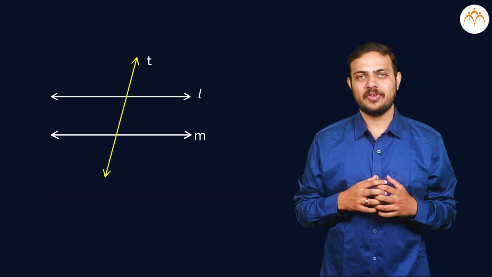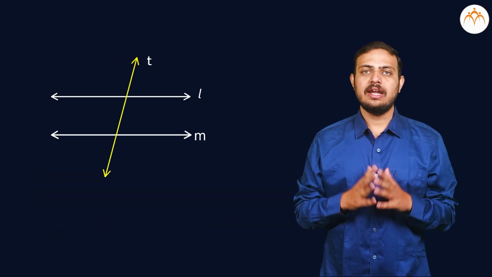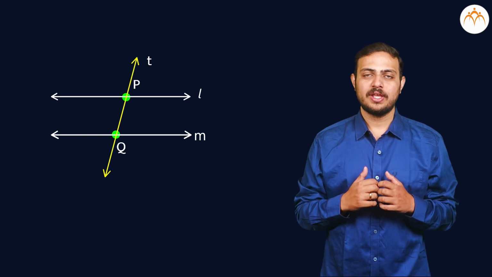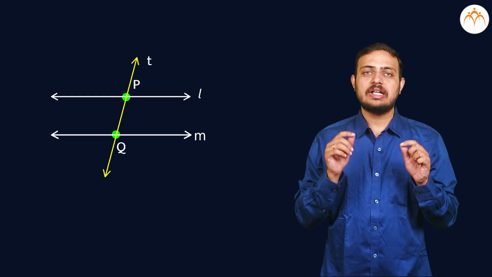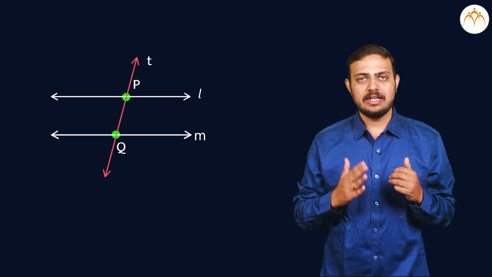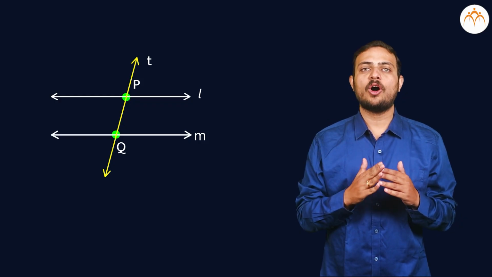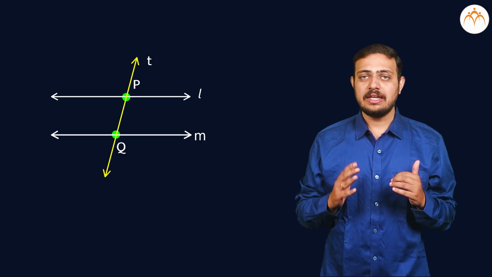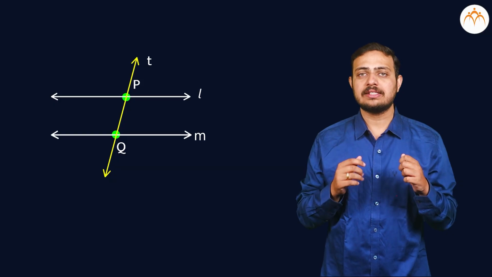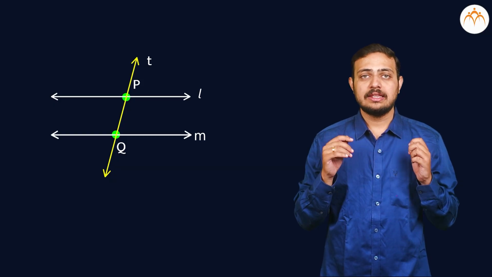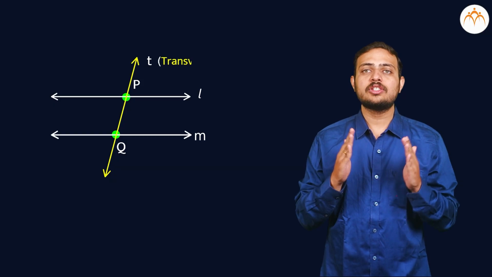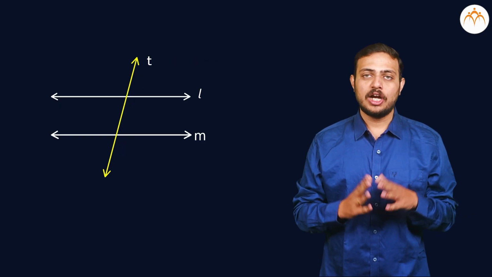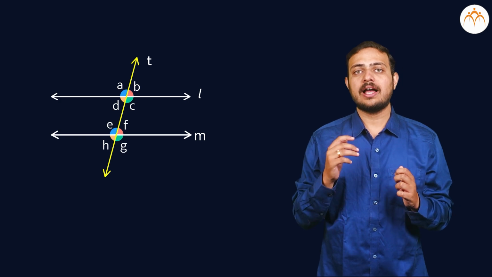Now observe this figure. Line T intersects line L at point P and line M at point Q. P and Q are two distinct points. The line T is called the transversal of the parallel lines L and M. Remember, if a line intersects two given lines at two distinct points, then that line is called the transversal of those two lines. Due to the transversal T, a total of 8 angles are formed.